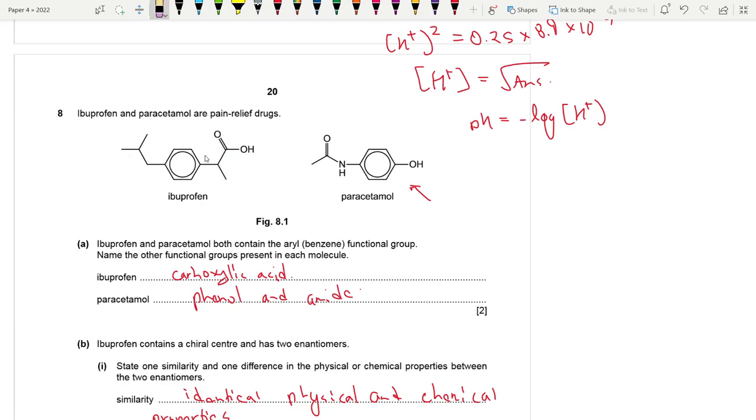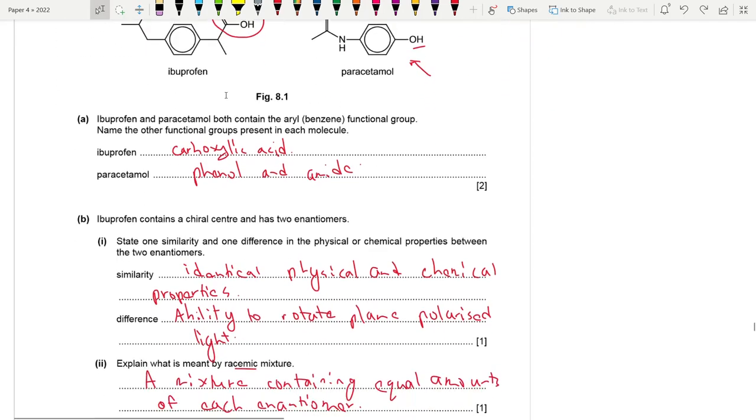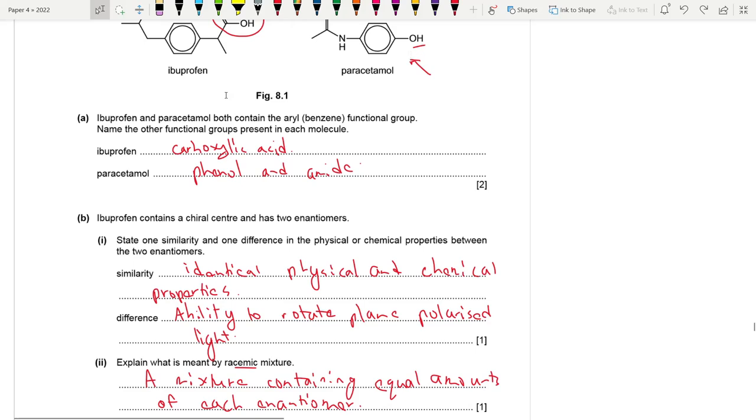So ibuprofen has a carboxylic acid group here and an arene ring, but that's not a functional group, okay. What about paracetamol? It has a phenol group, not an alcohol, and an amide, okay. So ibuprofen contains a chiral center and has 2 enantiomers. This is a new addition to the syllabus, enantiomers. When you have a chiral center, you exist as 2 optical isomers, right? Each of the optical isomers is called an enantiomer, okay.